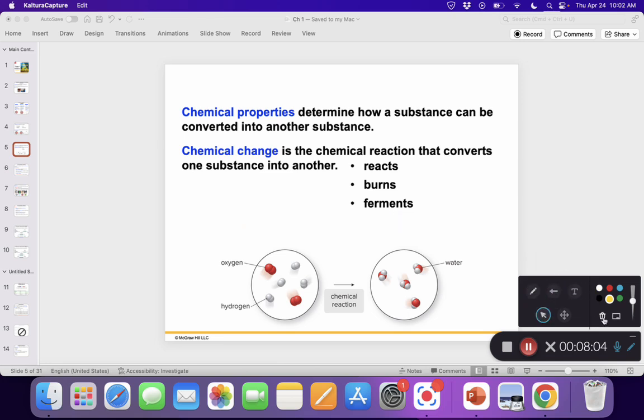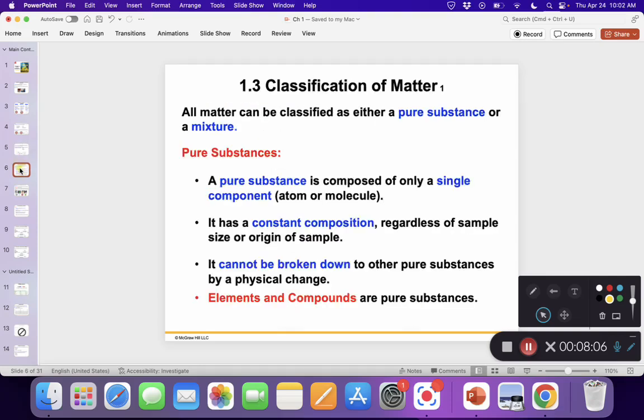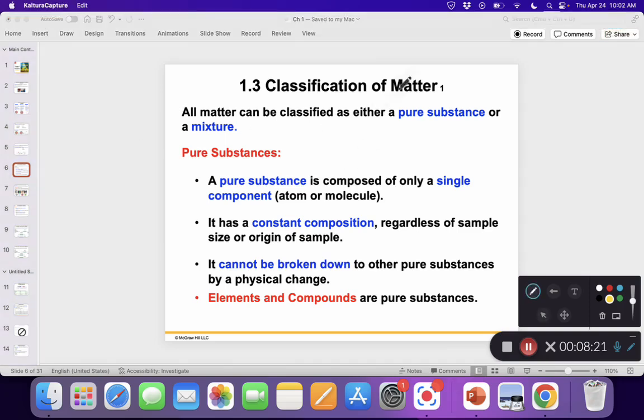So now let's look at how we can classify matter. We just looked at how matter has different properties: they can have physical and chemical properties. How can we classify them? We can classify matter into two different groups: pure substance and mixture. So these are the two broad categories. And pure substances we can classify further down into elements and compounds.